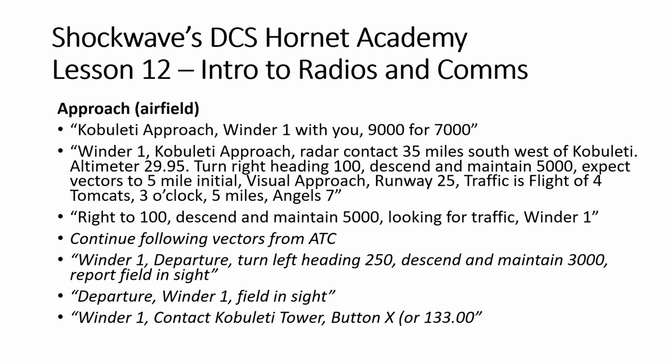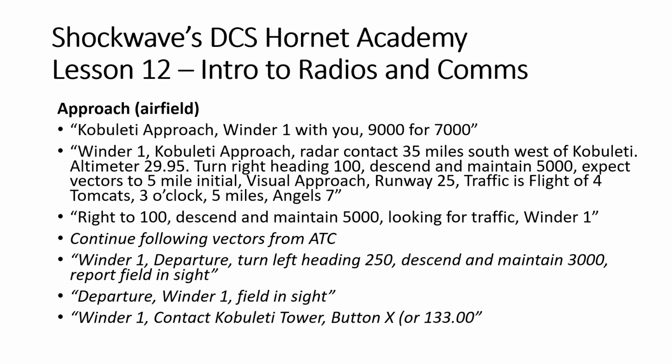And they might come back and say something like this: "Winder 1, Kobuleti approach, radar contact 35 miles southwest of Kobuleti, altimeter 2995. Turn right heading 100, descend and maintain 5,000, expect vectors to 5-mile initial, visual approach runway 25. Traffic is flight of 4 Tomcats, 3 o'clock, 5 miles, Angels 7." Yeah, that's a lot of information.